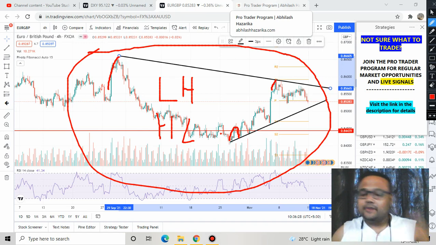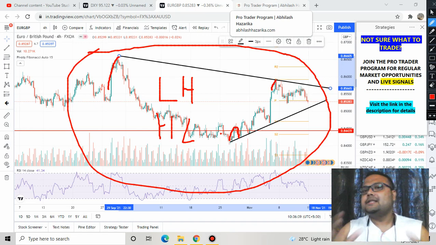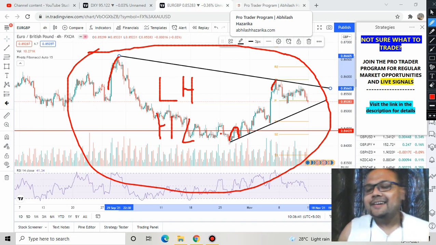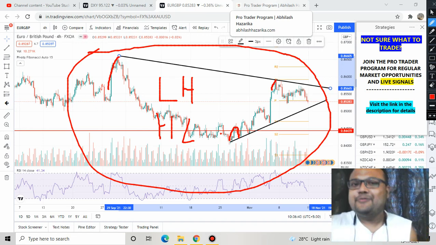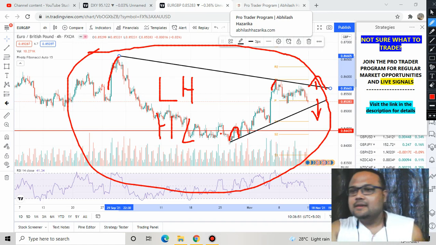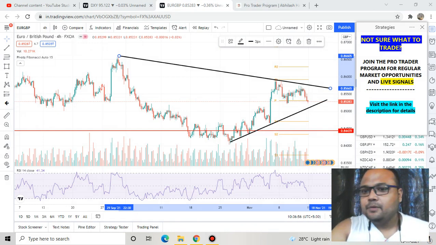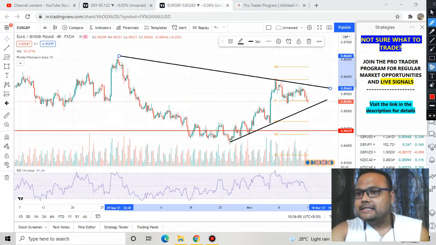And in a symmetrical triangle pattern, generally it is considered that the market will be going up. It is considered a bullish triangle pattern, but in my experience I have seen that a symmetrical triangle pattern may betray as well. So my dear friends, do not wait for the market to break only this level. You can also see the market going down as well. So be careful.